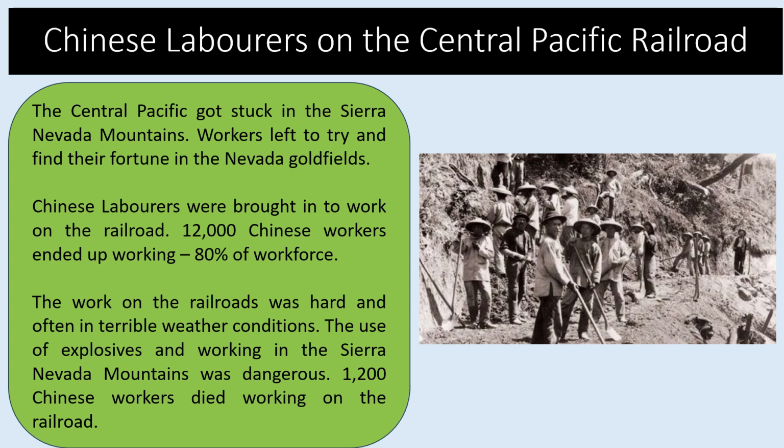The work on the railroads was really difficult. The weather conditions were often absolutely freezing in the winter, boiling hot in the summers. The use of explosives and working in the Sierra Nevada mountains was extremely dangerous. 1,200 Chinese workers tragically died whilst working on the railroad.